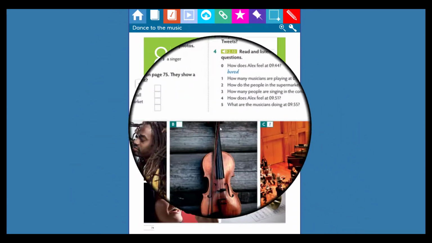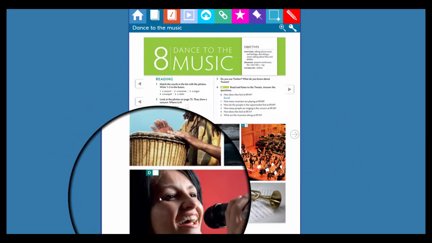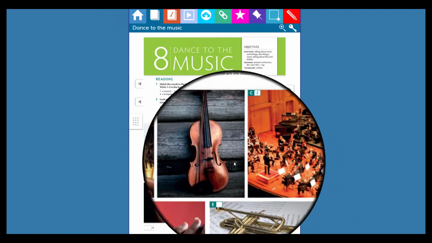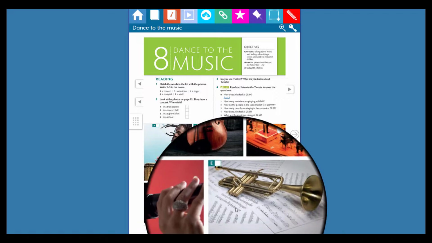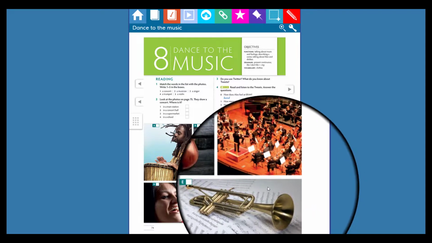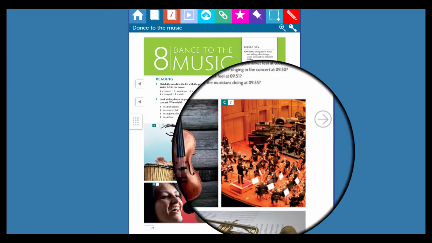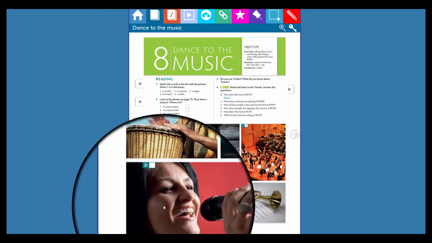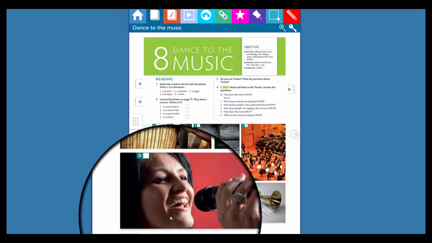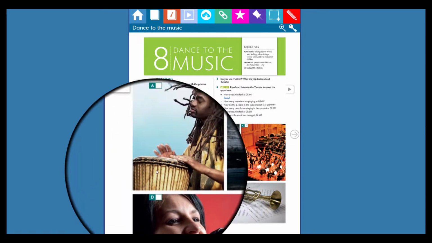Look at these pictures. What can you see? In this case, there is an instrument, right? Here is another instrument. And there are some people playing music too. And a woman singing, right? Okay, so let's start with activity number 1.